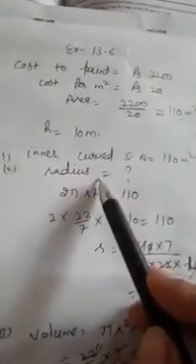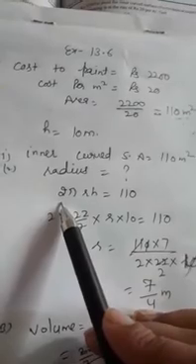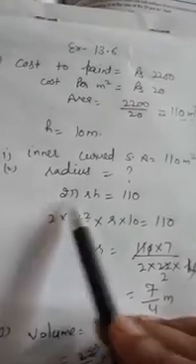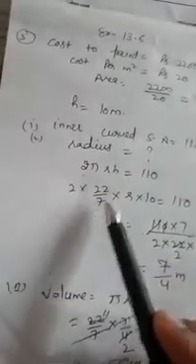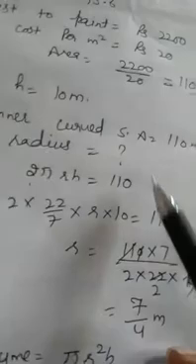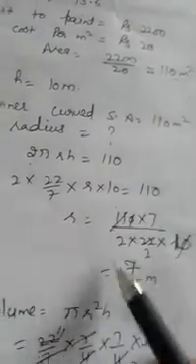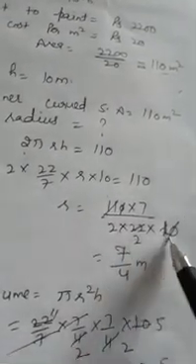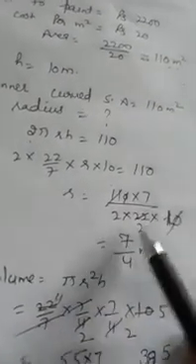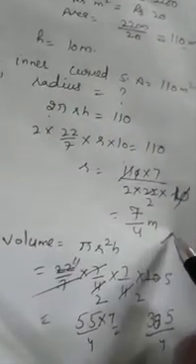We have to find the radius. Now we will use the formula of curved surface area, that is 2 pi R H is equal to 110. Put the values: pi is 22 upon 7, h is 10, and curved surface area is 110. So R is equal to, calculate this, 110, 7 will be multiplied, and 2, 22 and 10 will be divided. After cancellation we will get 7 upon 4 meter. This is our second part.